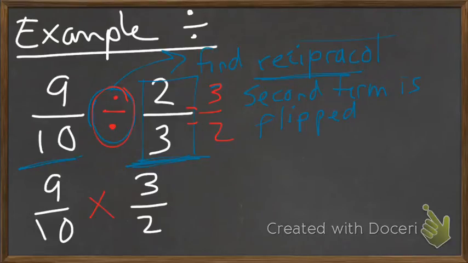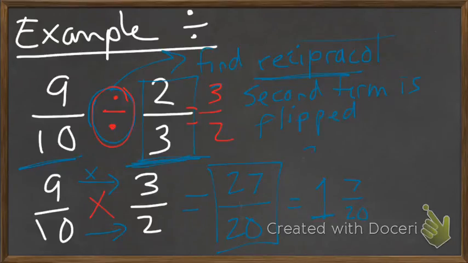And when we multiply, we just go straight across. So 9 multiplied by 3 gives us 27, and 10 multiplied by 2 gives us 20. Now again, if we're saying we have 27 over 20, that doesn't really sound right. That's an improper fraction. So we're going to change that to a mixed number. And this equals 1 whole, and whatever our remainder is, which is 7 over 20.